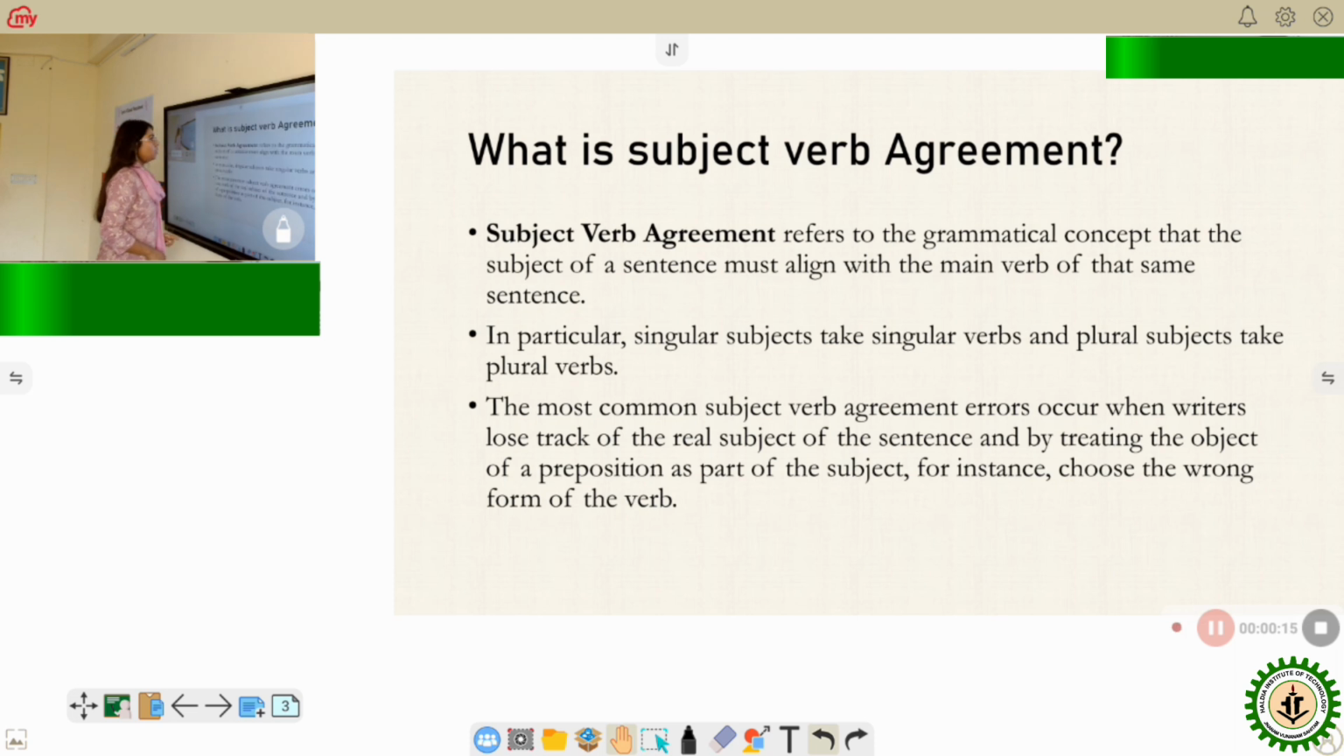So, what is subject-verb agreement? Subject-verb agreement refers to a grammatical concept that the subject of a sentence must align with the main verb of a sentence. To put it simply, singular subject requires singular verb, plural subject requires plural verb. Sometimes it happens that the writers lose track of the real subject of the sentence. So, there occurs the most common form of errors in English grammar. To avoid that kind of mistakes, we need to remember some basic rules.